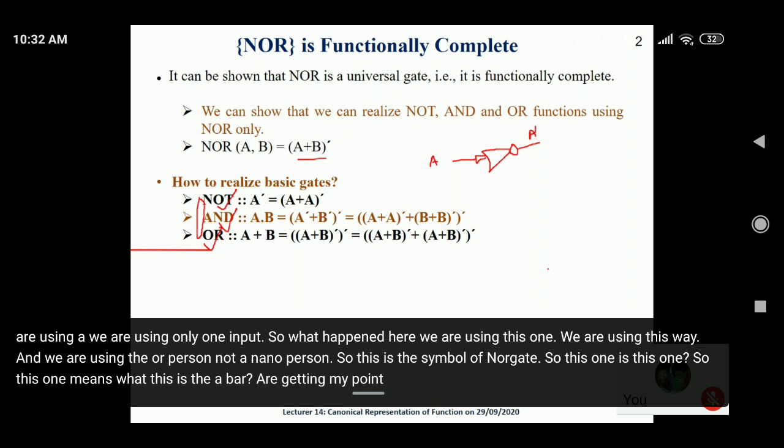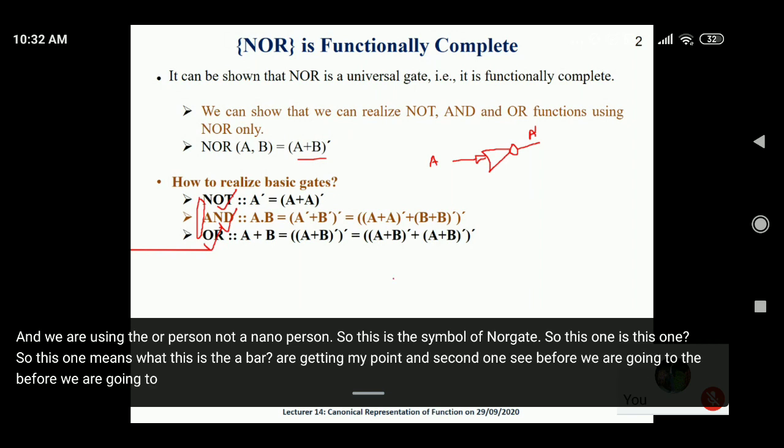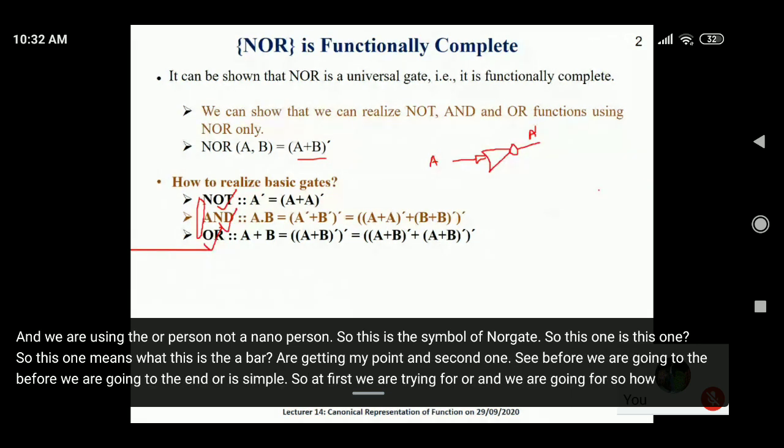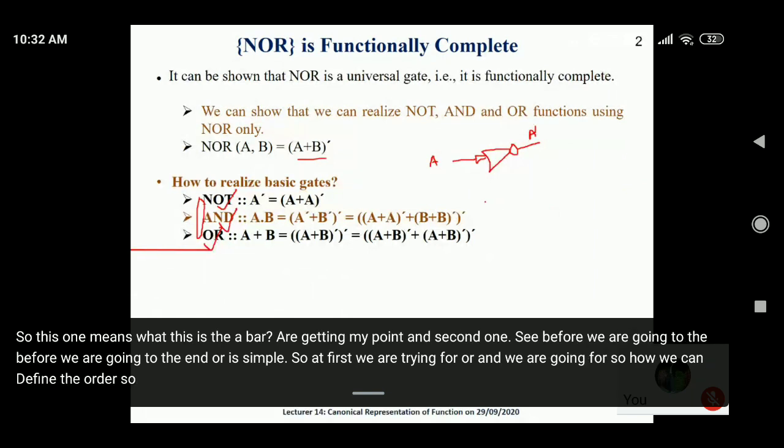And second one, see, before we go to the AND, OR is simple. So at first we try for OR and then we go for AND. So how can we define the OR gate? So for the OR gate also, suppose here this one is A and B. We are using this one.